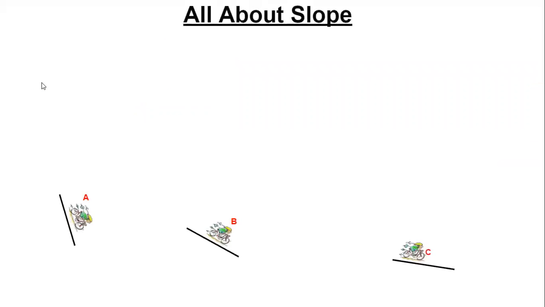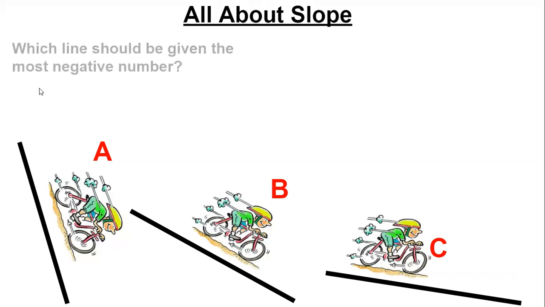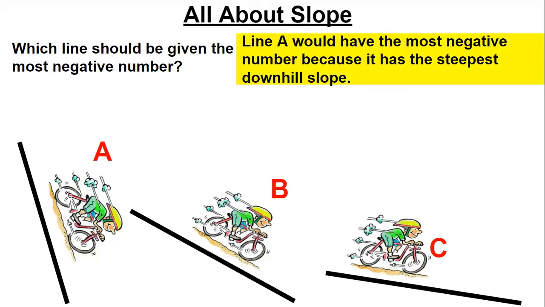More about slope. Now we have some slopes that are going downhill. Remember, the number assigned to slopes that go downhill is going to be, right, negative. Which line would be given the most negative number? Most negative. Right, A, because it's the steepest. Line A would have the most negative number because it has the steepest downhill slope. We'll give it a number of -6.